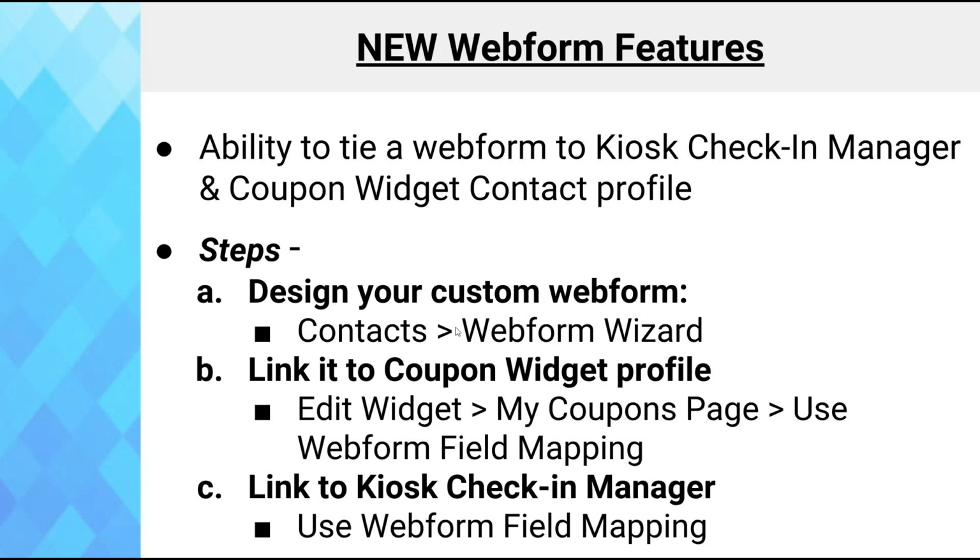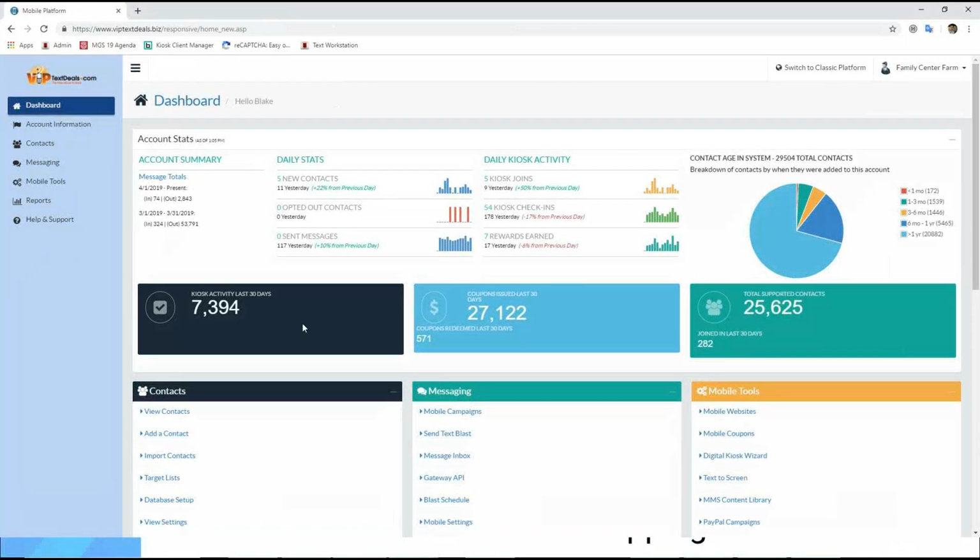I'm going to cover the steps here, and then I'll show you how it all looks. So first, you design your web form, which is in the contact section. Then you can link it to your coupon widget profile. And then you can also link it to your Kiosk check-in manager. So what that looks like, I'll show that to you here now. And Todd's been gracious enough to approve me showcasing his work.